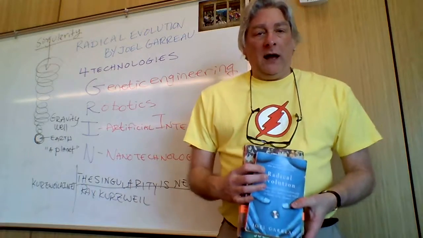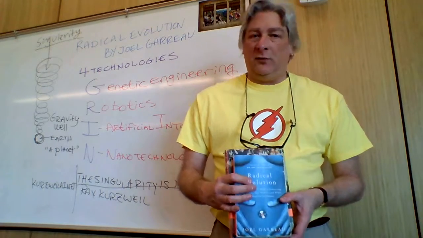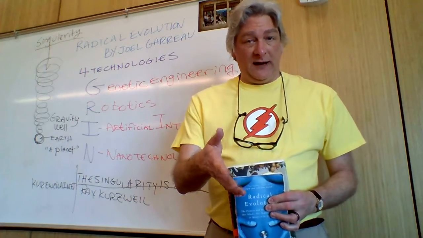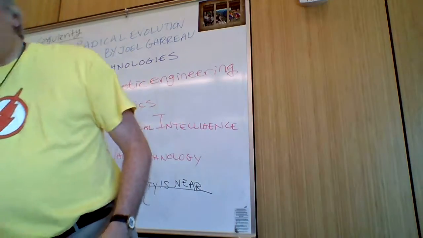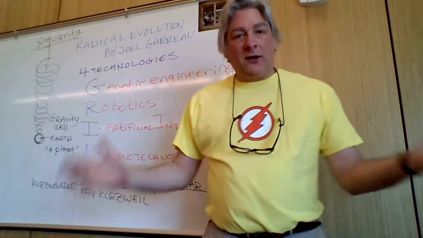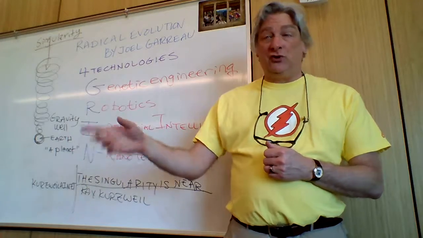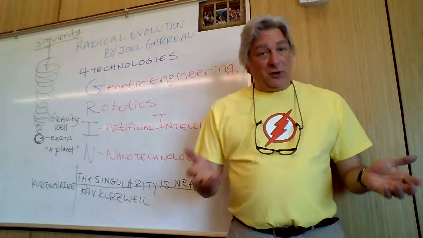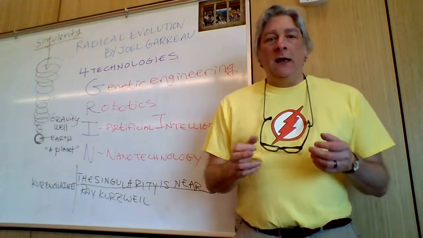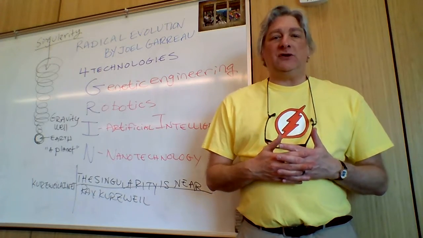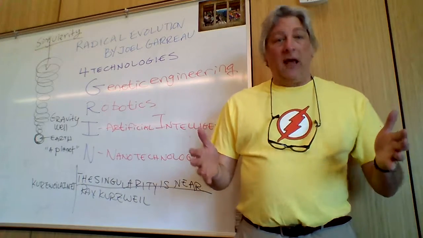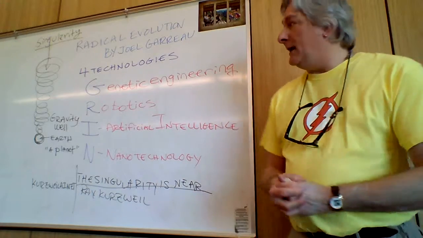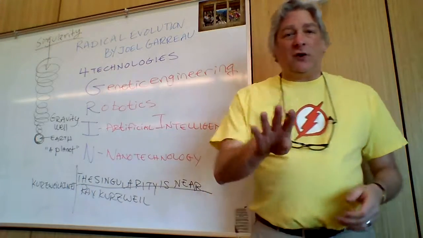They're also available on Kindle. It's not available as a free PDF, as far as I can find. The book is called Radical Evolution by Joel Garreau. Joel Garreau is a writer for the Washington Post. So it's a science book, but it's not written in such a way that it's difficult to understand. It's written for a common audience, and it's pretty engaging. And it discusses 4 technologies.